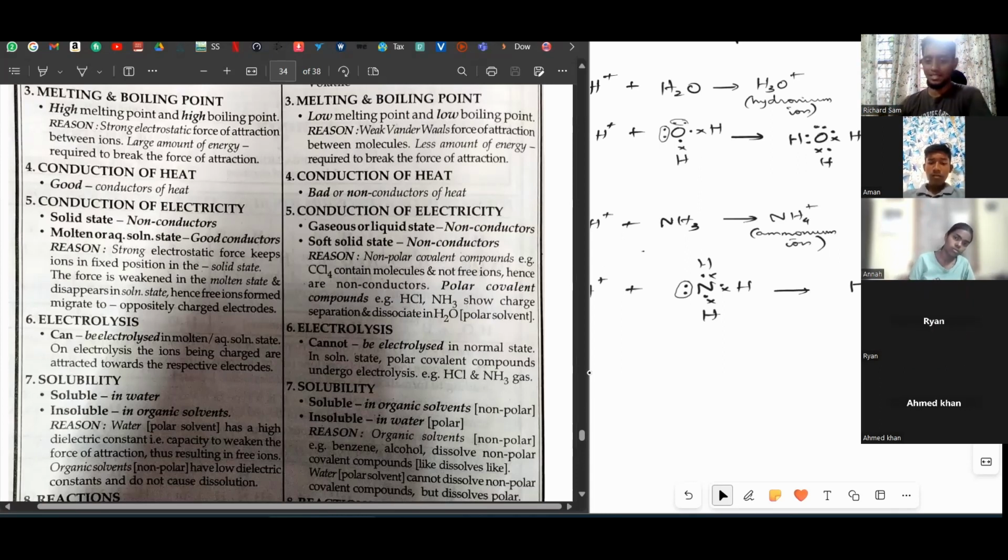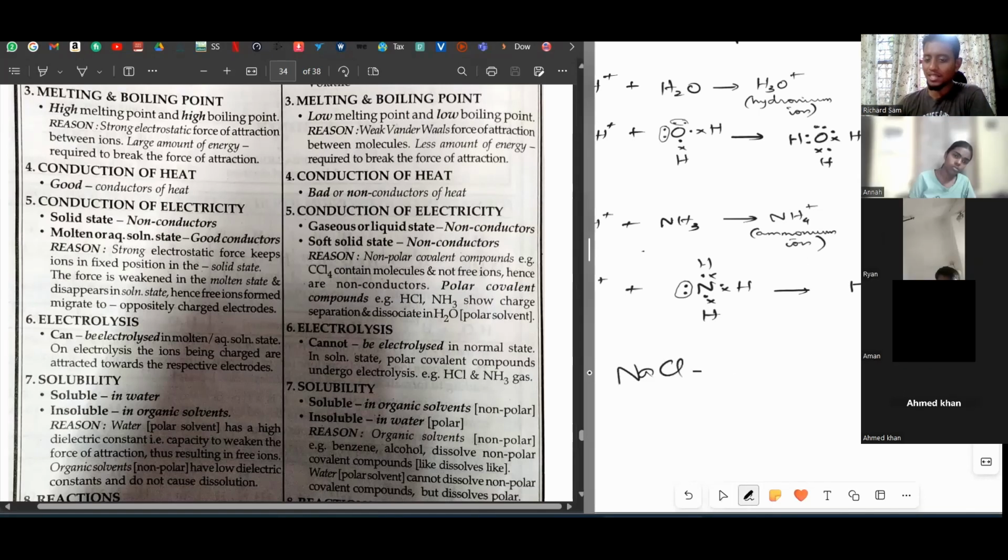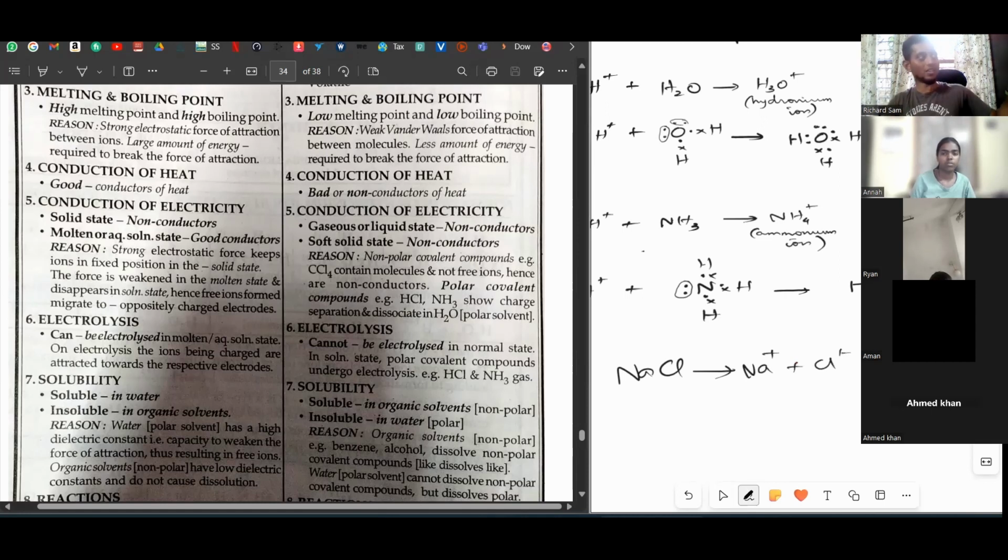Now, if you look at NaCl, if you put NaCl in water, what happens to NaCl? It dissolves. But what is actually happening to this molecule of NaCl? It doesn't remain as this NaCl molecule. It splits into ions, Na plus and Cl minus ions. The molecules split into ions. As long as they stay as molecules, they are non-conductors. When they become ions, then they are good conductors. So ionic compounds all turn into ions, and covalent compounds don't turn into ions.